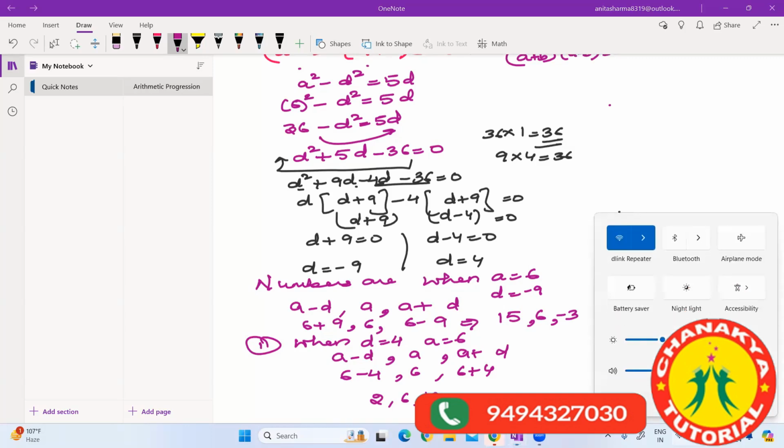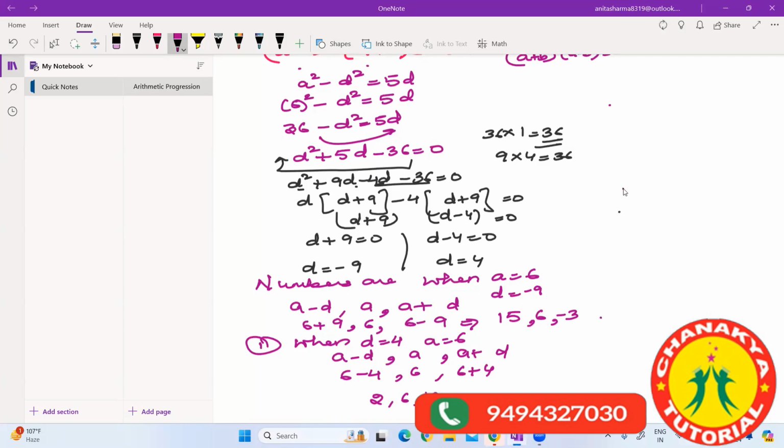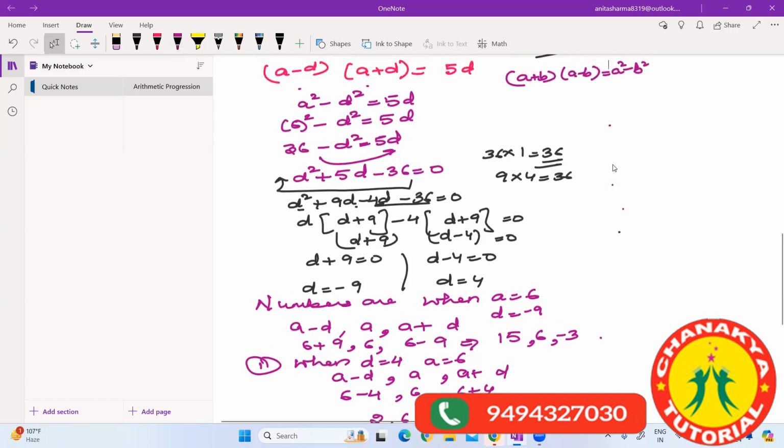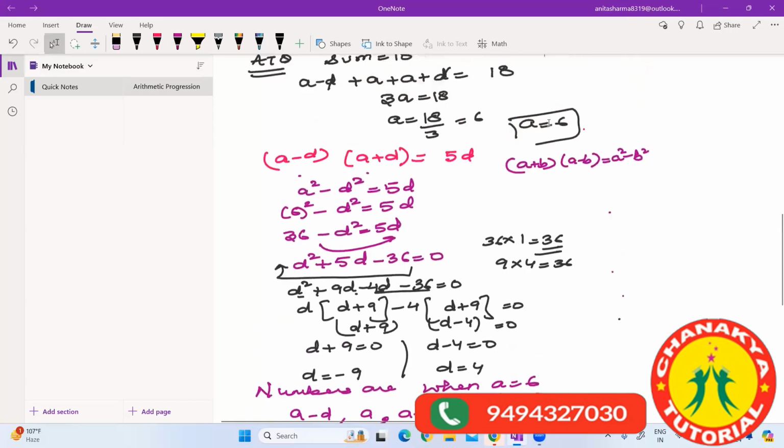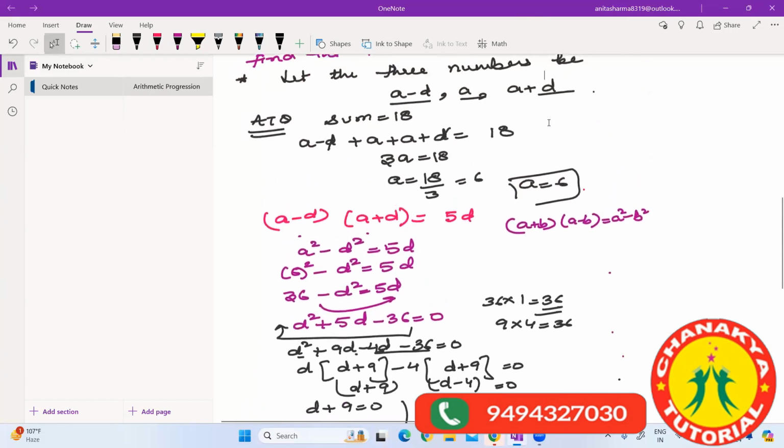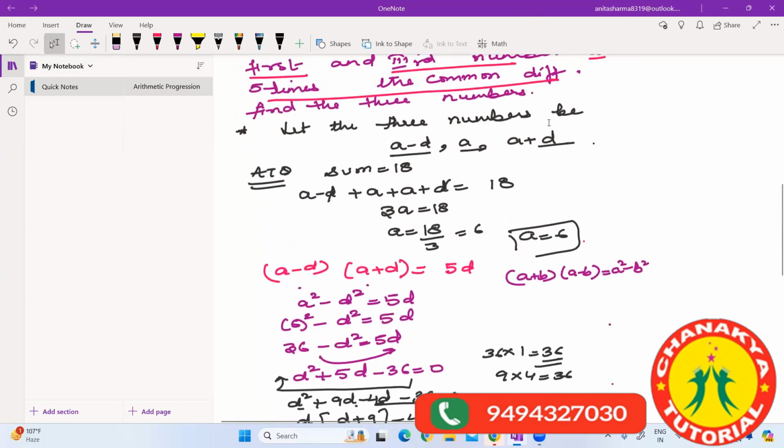Ma'am, can you explain why we should write only A minus D, A and A plus D? Like, why not A, A plus D, A plus 2D? See, why have I not written that? Because if I write A plus D, A plus 2D, then we do not get any value for A and D, because we need the value of A or D, any one value, right, beta?